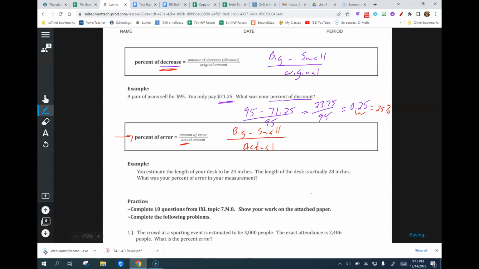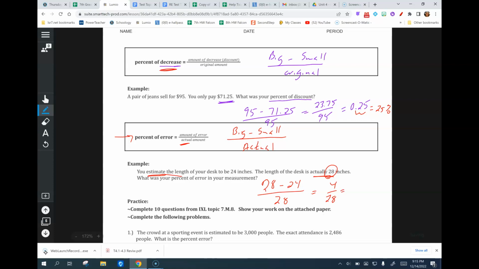Okay, so here we go. You estimate the length of your desk to be 24 inches. That's your estimate. The length of the desk is actually 28. So now, what's the percent of error in your measurement? You're going to take big, 28, minus 24, over the actual. Big minus small, divided by actual. What was the actual? 28. So you're going to take 4 divided by 28. That's going to be a lovely decimal.